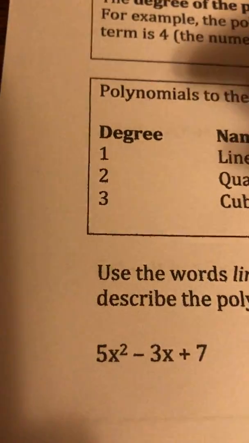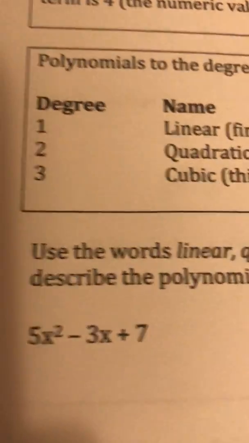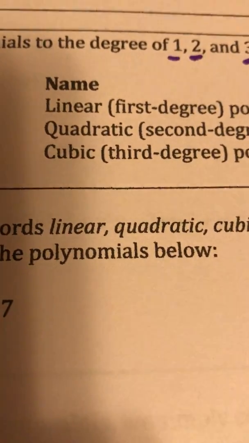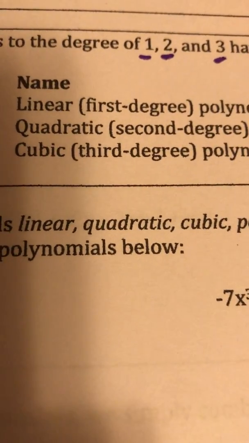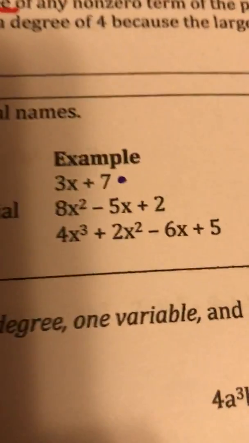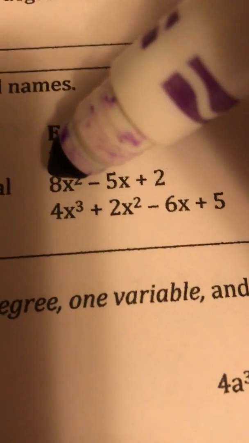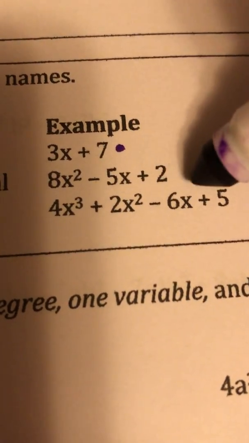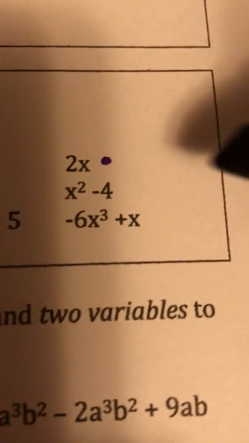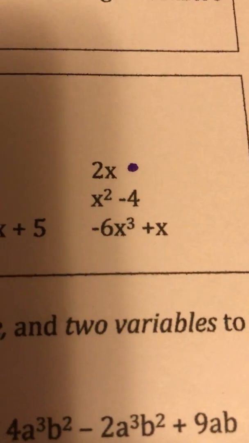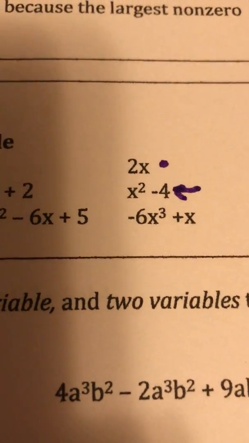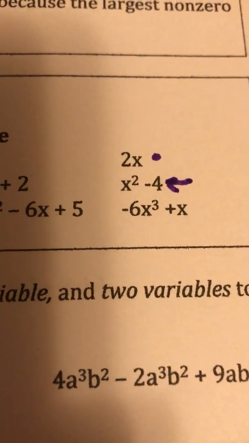Now, if we have a polynomial to the second degree, that is a quadratic polynomial. That means your largest exponent value is going to be 2, like 8x squared minus 5x plus 2, or x squared minus 4. These are polynomials to the second degree, or quadratic polynomials.